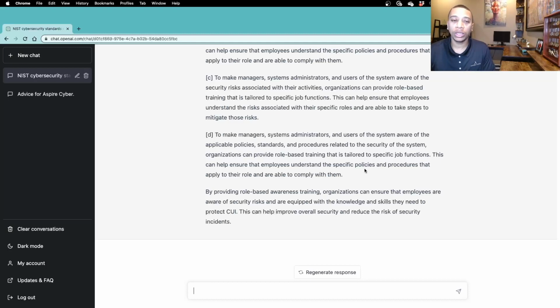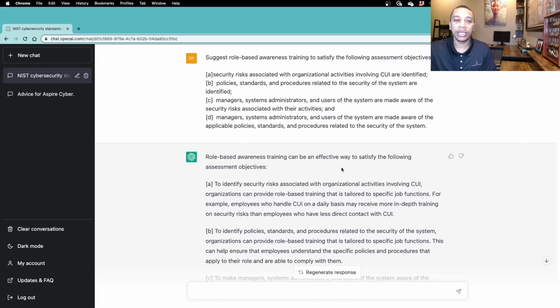And for this practice, that's what the assessors are going to be looking for. They want to see that your organization has tailored training for the different types of roles within your organization. Managers and system administrators should have training specific to their role because they have greater privileges and likely access to that CUI. So overall, I'm happy with the guidance that ChatGPT provided for this practice.